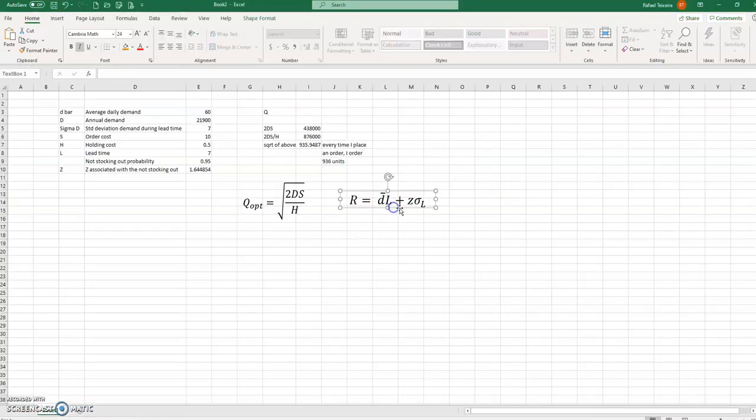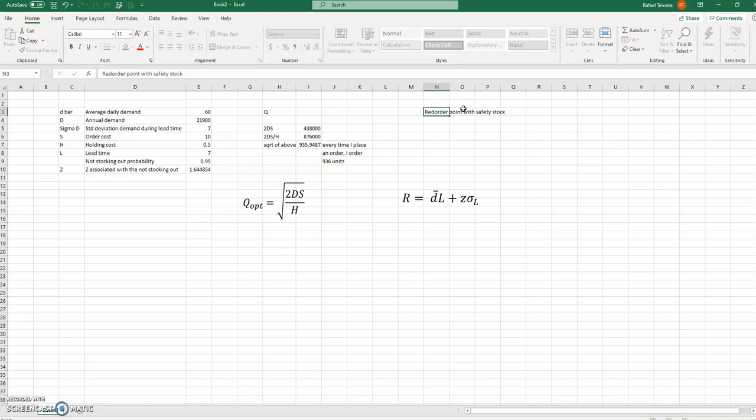Now let's compute the reorder point, considering the safety stock. Now is reorder point with safety stock. So the reorder point with safety stock has different pieces. So let's start computing the d bar multiplied by L. Let's do this. So this is my average daily demand multiplied by my lead time. So this is my demand during the lead time.